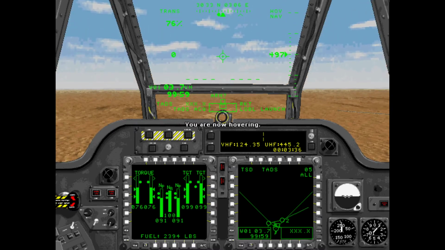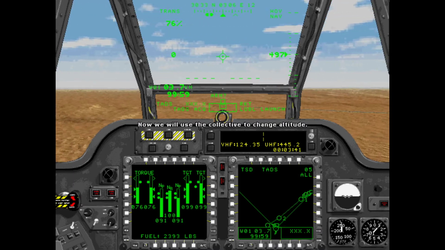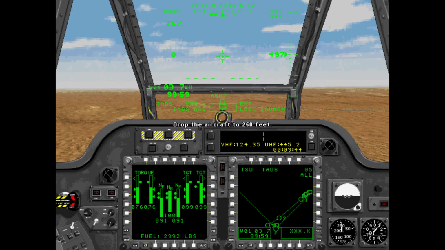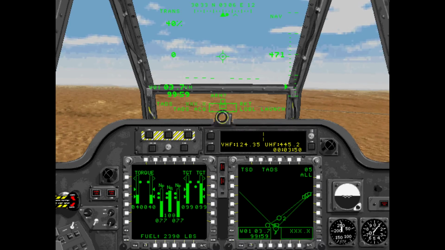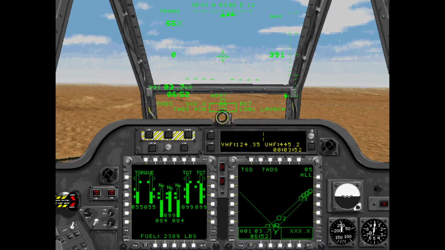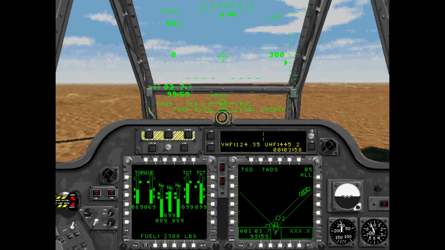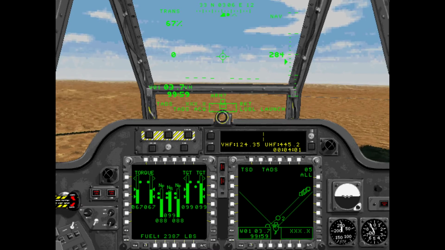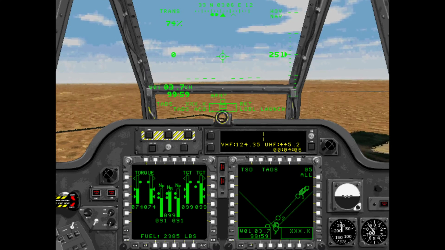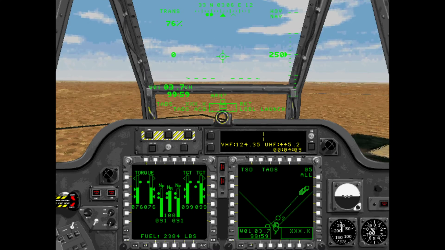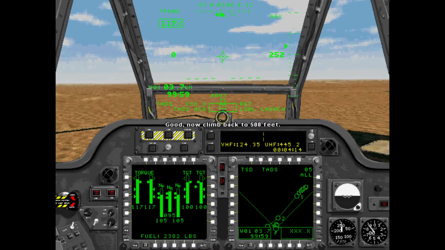You are now hovering. Notice how the vertical speed indicator changed. Now we will use the collective to change altitude. Drop the aircraft to 250 feet. Use 70% torque to slowly lose altitude. Good. Now climb back to 500 feet.